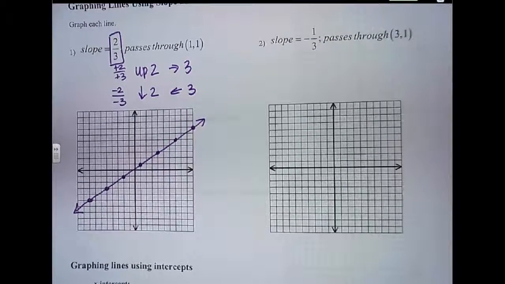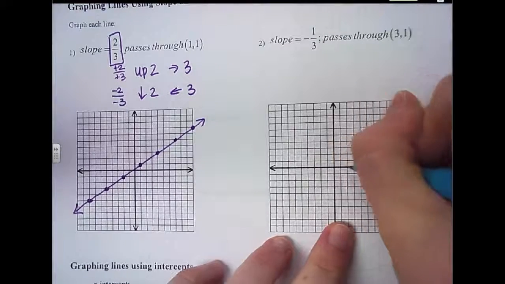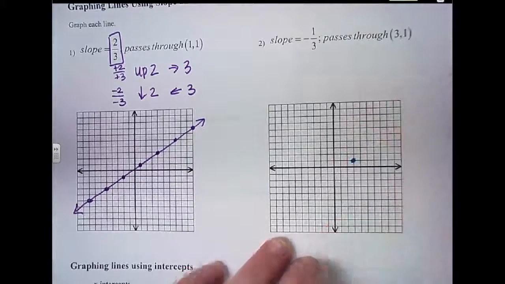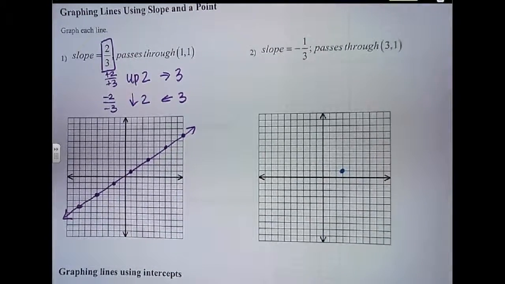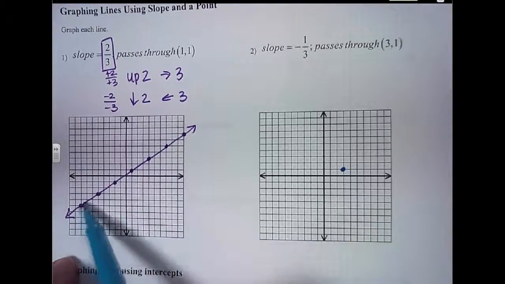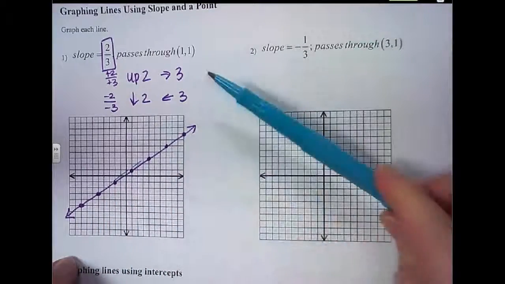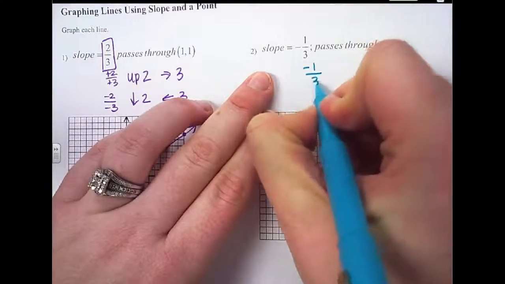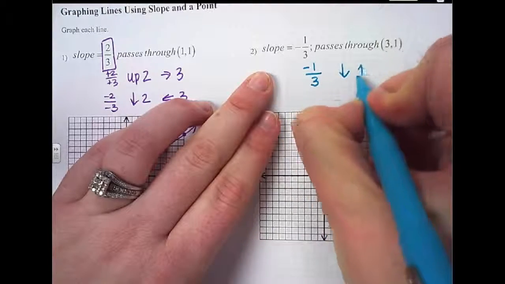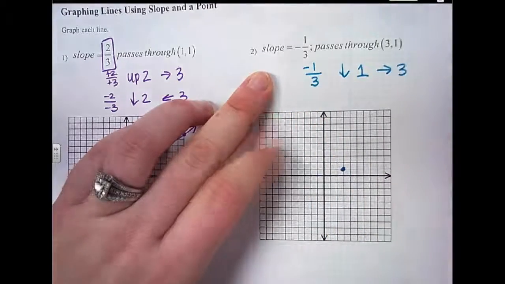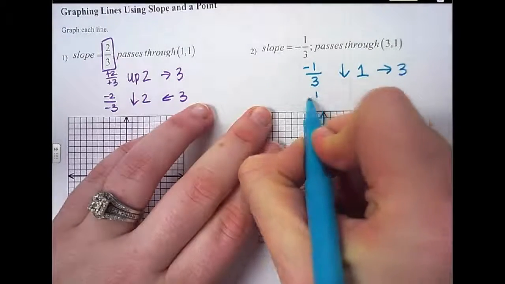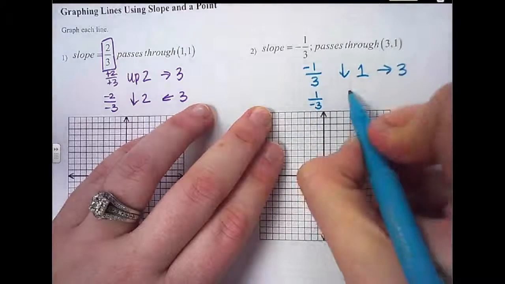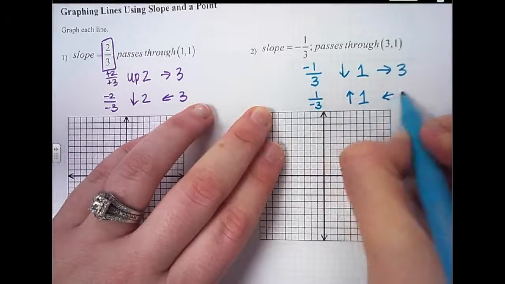Okay, number 2, where do we start? 3, 1. Start at 3, 1. So you go to the right 3 and up 1 and graph your point. Okay, a negative slope. If a positive slope goes uphill like this from left to right, negative should go downhill like this. So when you look at your slope, you can put the negative on top. So I can go down 1 and right 3. Or I can put the negative on bottom and go up 1 and left 3.